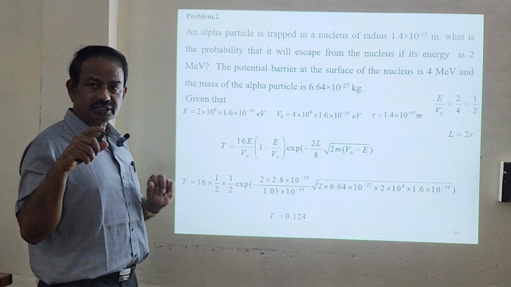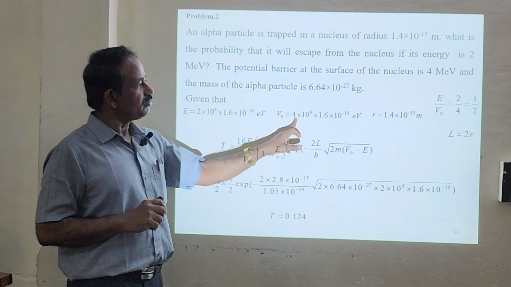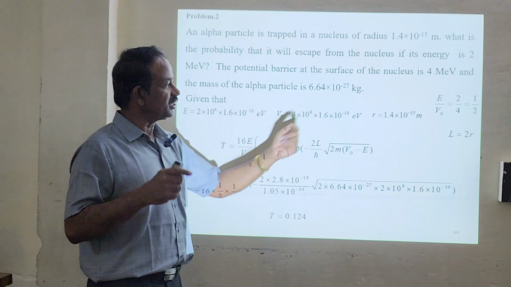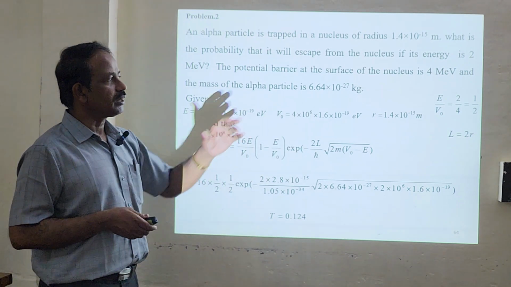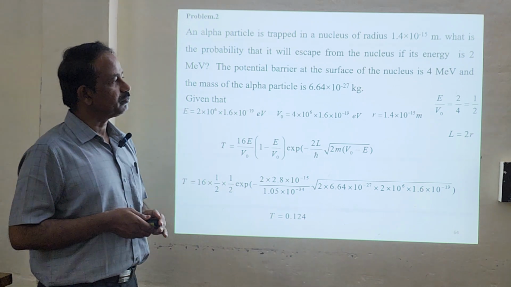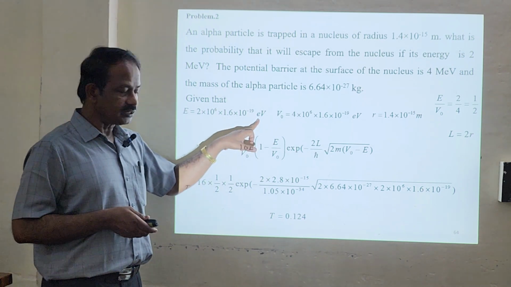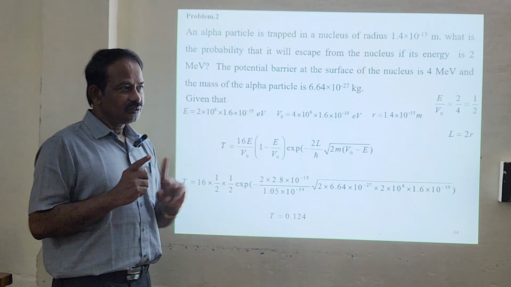So E must be 2 × 10^6 × 1.6 × 10^-19, and V0 will be 4 MeV, so 4 × 10^6 multiplied by 1.6 × 10^-19. And your R, the radius, is given as 1.4 × 10^-15. It is not electron volt, as I said, it is joules. Okay, don't forget.